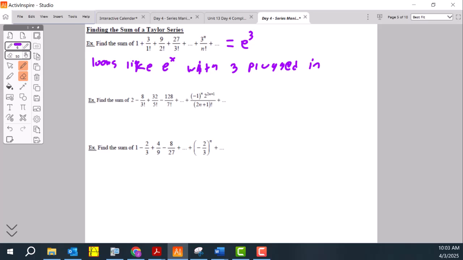Same thing can apply to sine and cosine. For example, this second one looks like sine with 2 plugged into the x. And remember the sine formula is x minus x cubed over 3 factorial plus x to the 5th over 5 factorial plus dot, dot, dot. Well, look, that's 2 cubed, 2 to the 5th, 2 to the 2n plus 1.